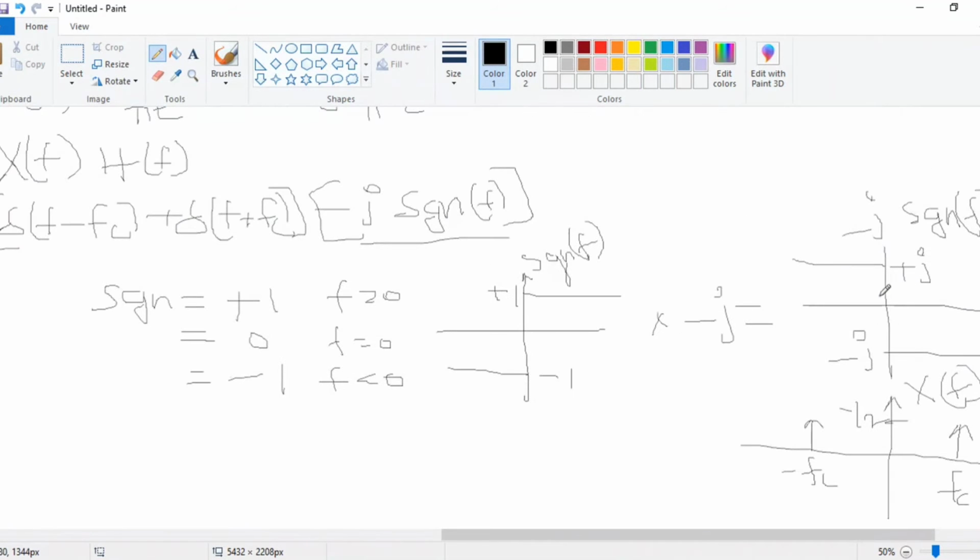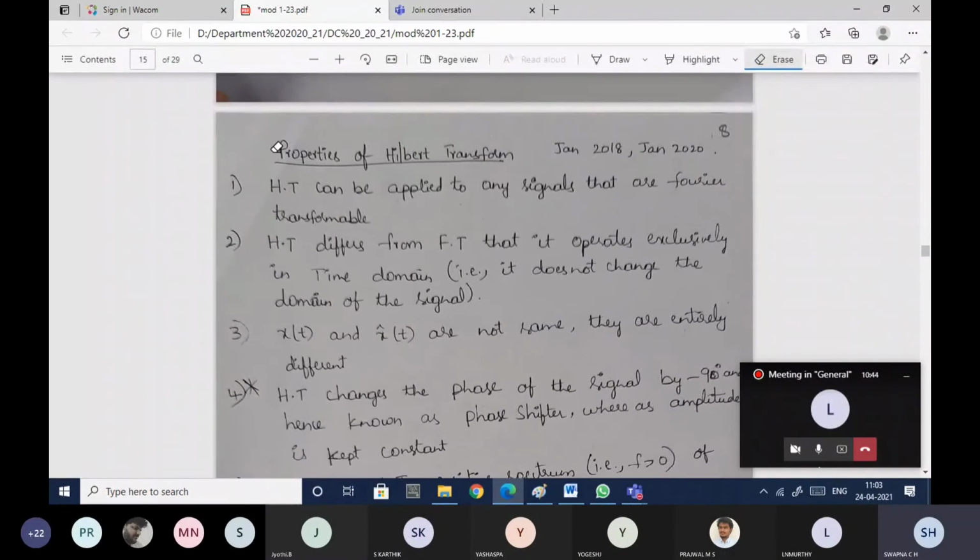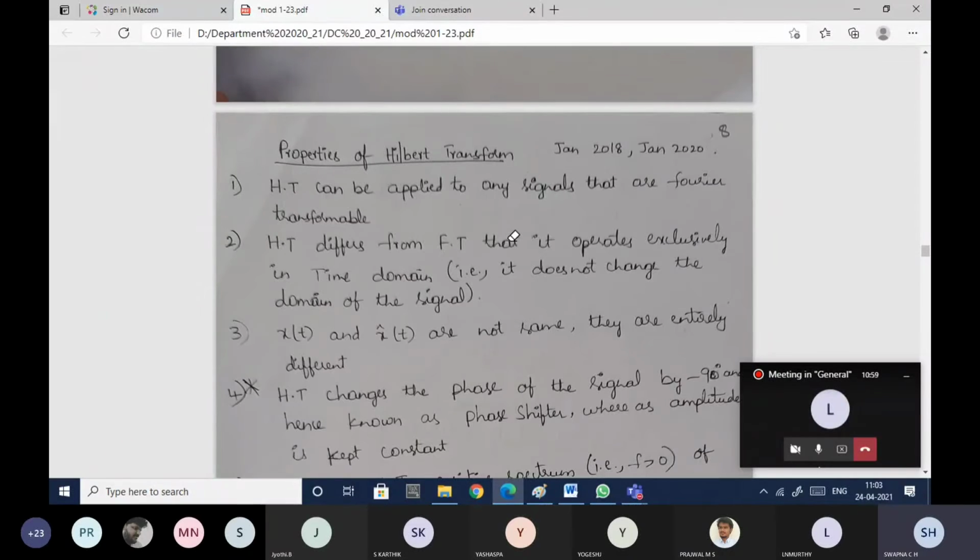Now you need to multiply this function with this function. It's very important from your exam point of view also: properties of the Hilbert transform. Here if you observe, I have written the date and the year when this question was given. Okay, so let us learn the properties. When I was solving the problems, a few properties I had already dealt with.